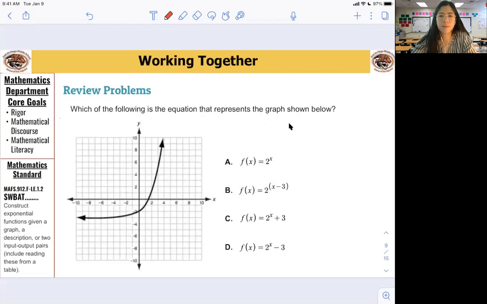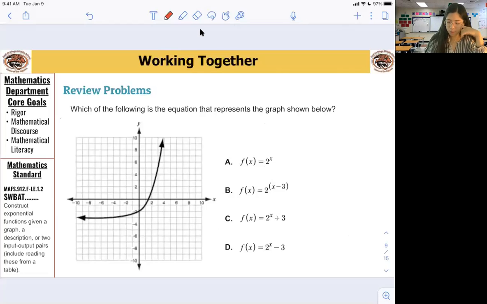Okay, 5, 4, 3, 2, and 1. Here's our results. All right, so actually, this is great. D was the most popular answer, and D is definitely correct. Now, a lot of people chose a couple other options, so let's just go over it really quickly.